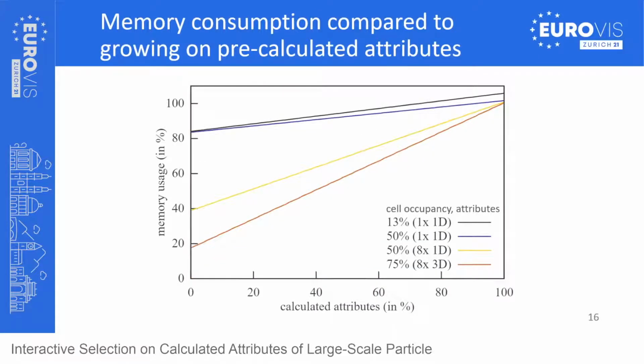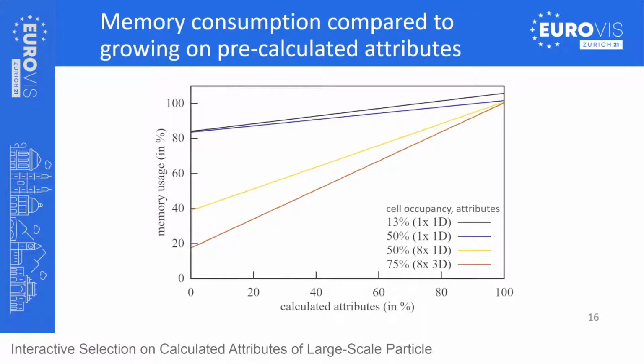Our last measurement is about memory consumption. Again, we used the fluid scenario with 80 million particles, which has an average cell occupancy of 13%, and compared it to the pre-calculated scenario. As we are building our data structures on top of a regular grid, the cell occupancy directly influenced the number of cells and therefore the memory usage in comparison to the static approach.